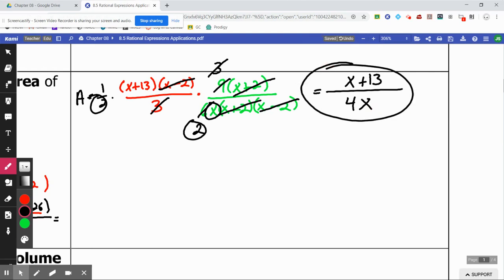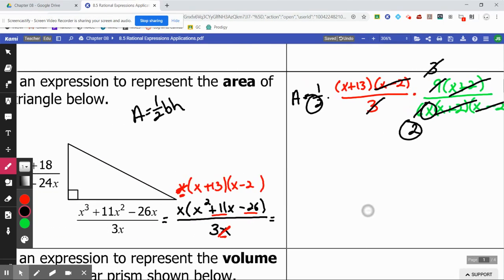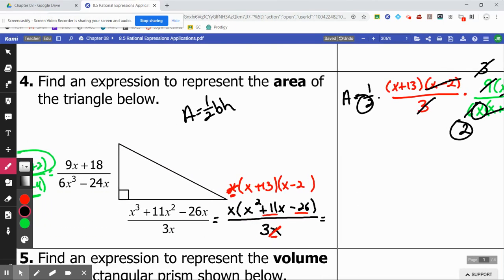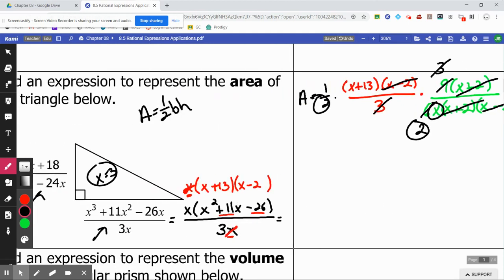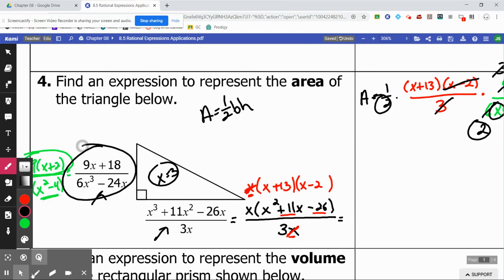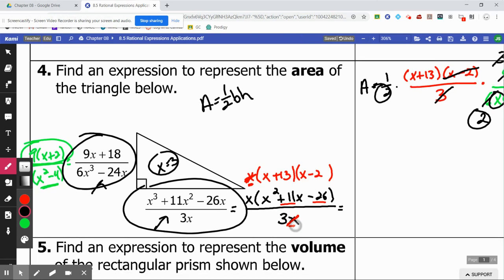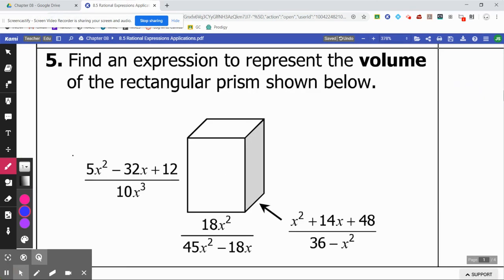So again, let me explain what we're doing here. If I were to plug x equals 3 into these expressions and find the area of this triangle, that would be a long process. However, since this now represents the area of the triangle, instead of going through all that, you could just plug a 3 into that. And you get 16 over 12 and reduce it. That's a much faster process than plugging in 3, then doing area equals 1/2 times base times height. That would take much longer.